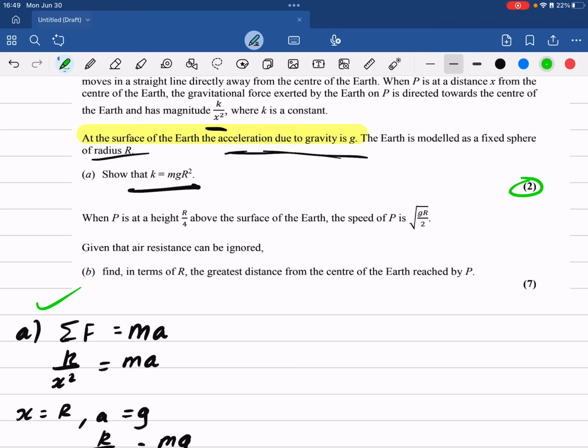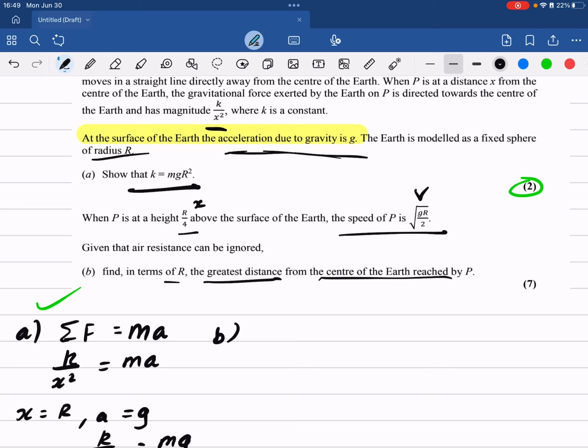So now for part B, which is a bit more complicated. We've been told when it's at a height r over 4, so that's basically x, above the surface of the Earth, the speed is this, root gr over 2. And so that's our velocity. Now you want to find, in terms of r, the greatest distance from the center of the Earth.